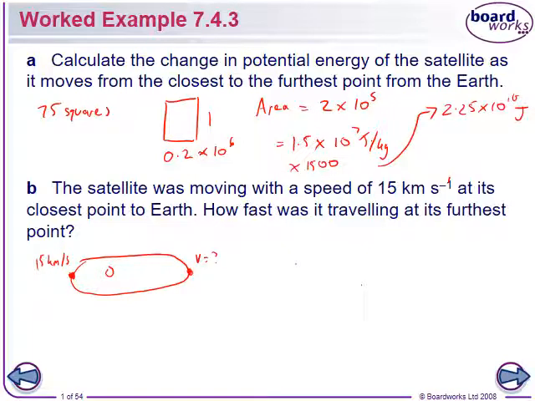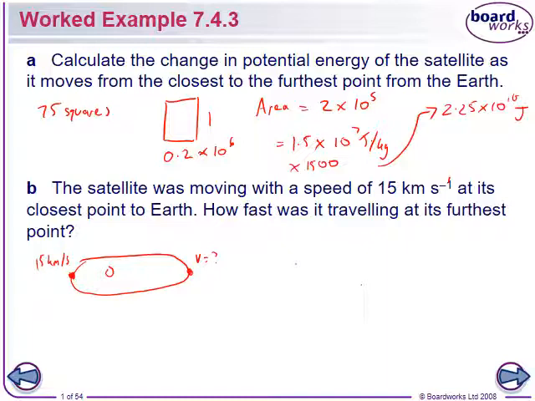Now, as it gets to this point, its gravitational potential energy has to increase to move it further away. So what's going to happen to the speed? It'll decrease. It has to use its kinetic energy to get it out to that potential energy. So what we need to do to solve this problem is find out how much kinetic energy it takes to get from here to here. It loses that amount of kinetic energy, and whatever's left, you can work out the speed from. So first we need to work out the kinetic energy here.